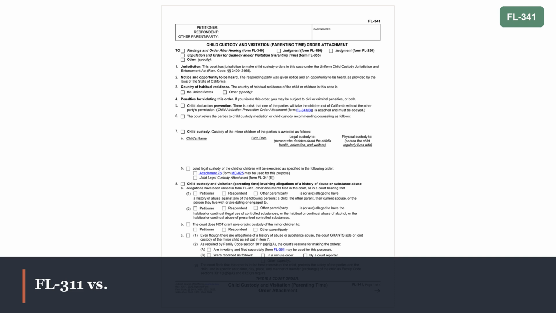FL-311 and FL-341. Our guide on how to fill out Form FL-311 walks through the request side in detail. FL-341 doesn't have to match a request exactly. It can adopt one parent's proposed schedule, the other's, a negotiated agreement, or terms a judge crafted after weighing both sides. Once it's signed by the court, FL-341 becomes the binding order, not a proposal. Confusing FL-311 with FL-341 is a common mistake. If you're drafting a proposed order after a hearing or an agreement, use FL-341.